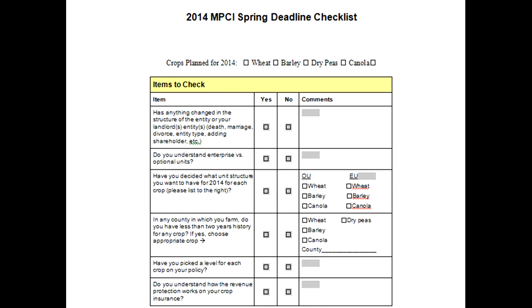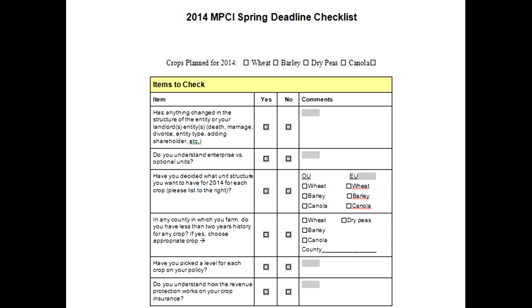We went through that in the previous slides, but please let us know if you don't understand that and you want to consider doing it. We really need to explain that to you before you just choose it blindly. So have you decided on a unit structure for each crop? Please just check the box as to whether you'd want OU, which is optional units, or EU for wheat, barley, and canola on your policy.